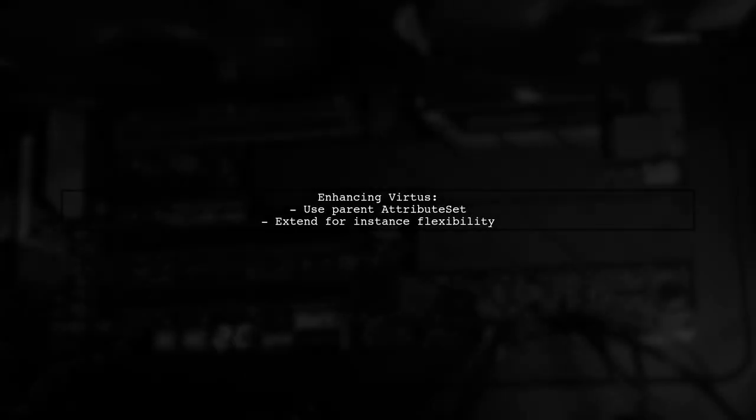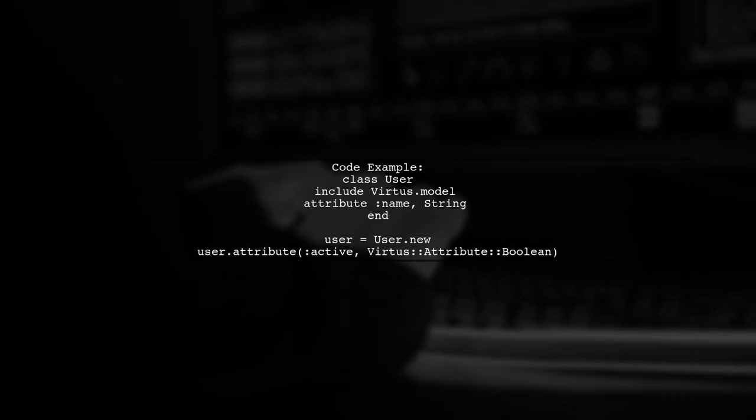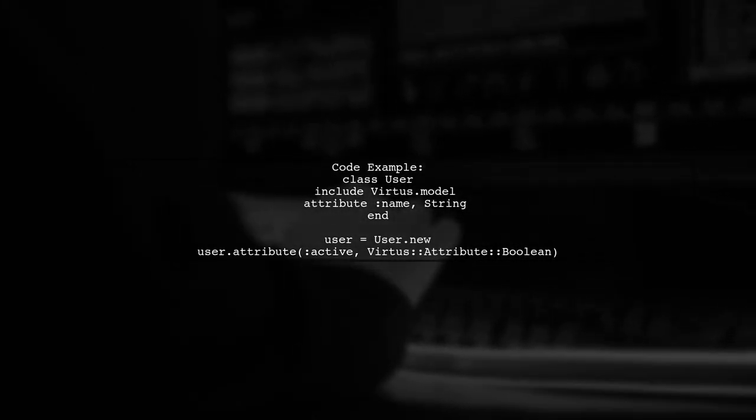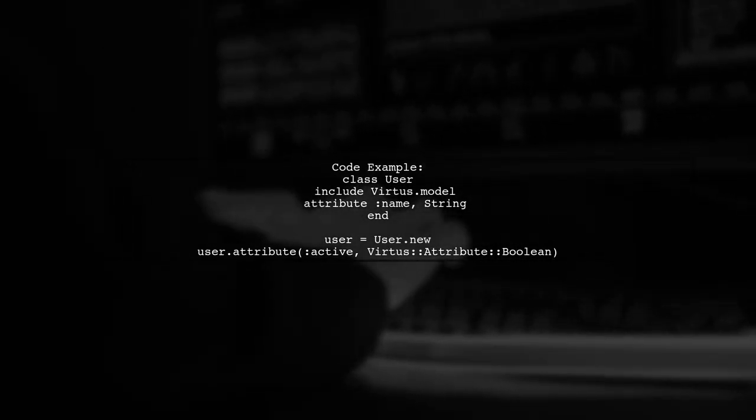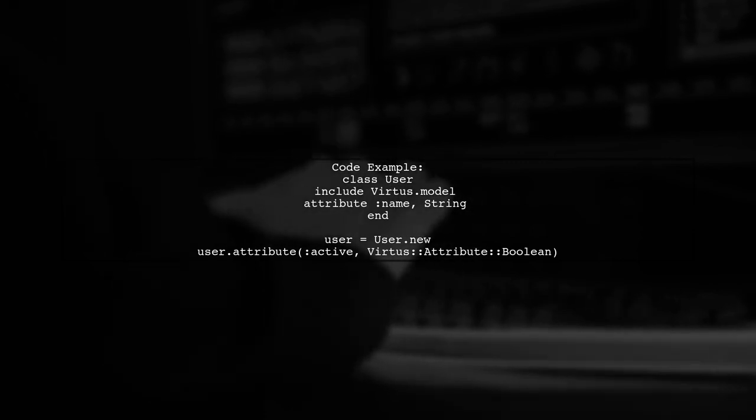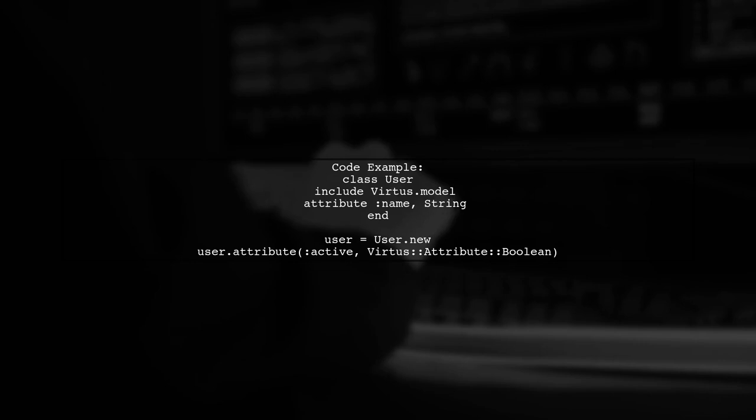Virtus already has a parent attribute set concept, but we can enhance it to work with instances. This allows for more flexibility in defining attributes. Here's a code example. We create a user class with a name attribute, then dynamically add an active attribute. This shows how easy it is to extend.